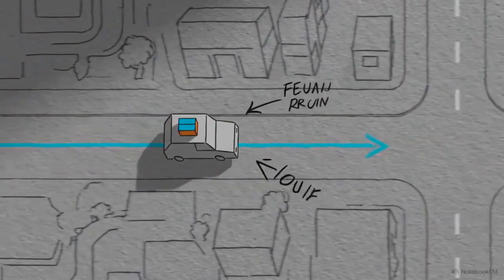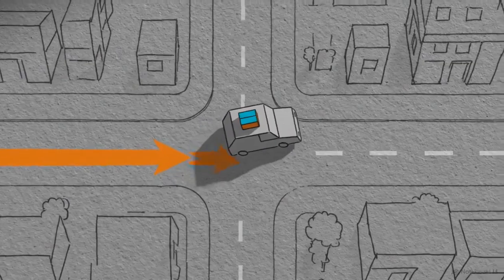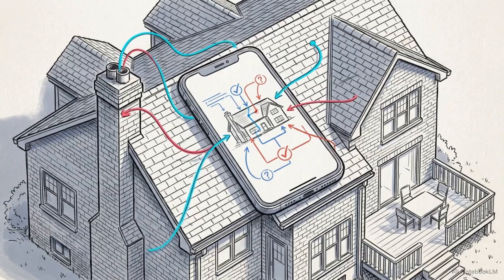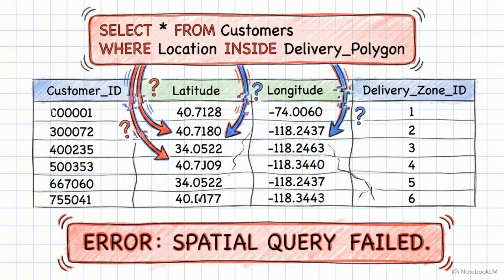You order food, open the app, and watch a little digital car make its way through the streets to your front door. When we look at that screen, it's easy to assume the phone actually understands the neighborhood. It knows what a street is, what a house is, and how the world fits together. But computers don't have eyes.